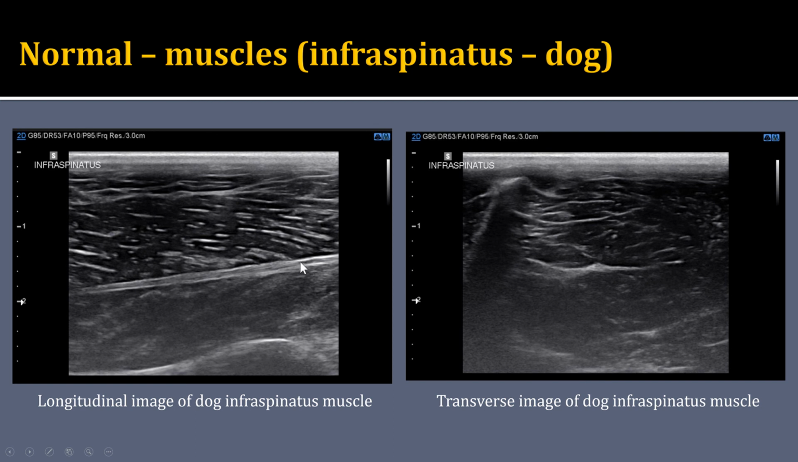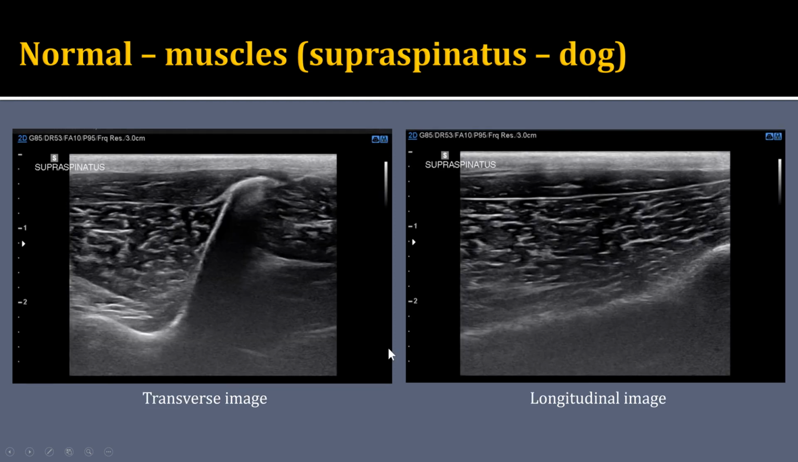In longitudinal, you might notice the linear fiber pattern. And in this muscle, oftentimes we might talk about the fishbone pattern that we can see in some of these muscles from those oblique striations. Here's a transverse image. Again, we have more hyperechoic echoes as they go toward the central hyperechoic tendon of the infraspinatus muscle. Here's transverse and longitudinal images of the supraspinatus muscle, again with that hyperechoic pattern that is on top of our hypoechoic background.